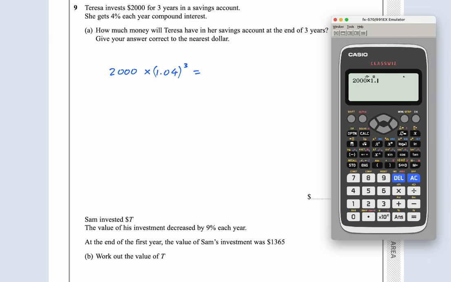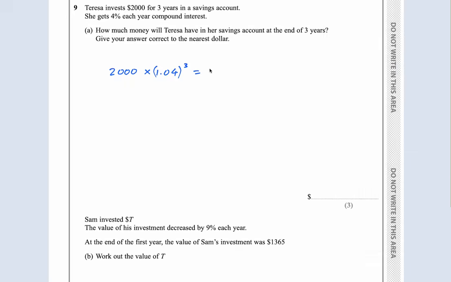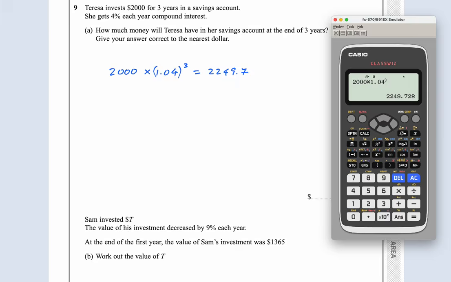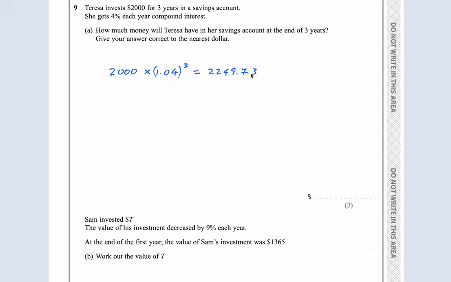2,000 times 1.04 to the power of 3, which is 2249.73. To the nearest dollar, that is 2250, because I round up to 50.